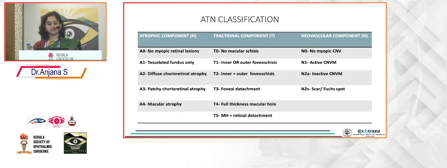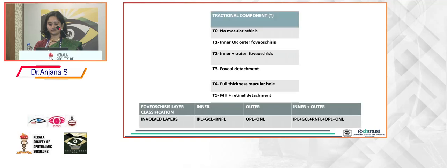Next, about the ATN classification, that is three components: A for atrophy component, T for tractional component, and N for neovascular component. Atrophy component is the same as per the META-PM classification, so we will deal with the tractional and neovascular components. Tractional components, we have T0, T1, T2, T3, T4 and T5.